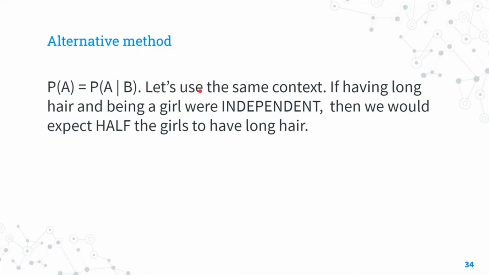So for example, let's use the same context. If having long hair and being a girl were independent events, then we would expect half the girls in the class to have long hair. This is because we already know that the probability of having long hair is 0.5. And so if being a girl didn't change the probability of long hair, we would expect half of these girls to have long hair in the class.